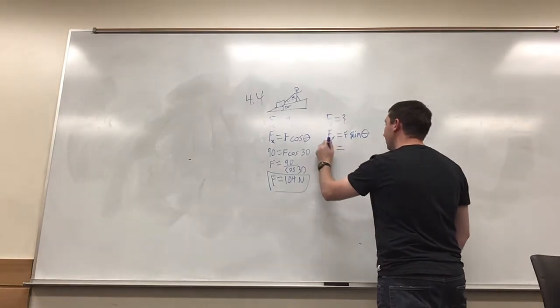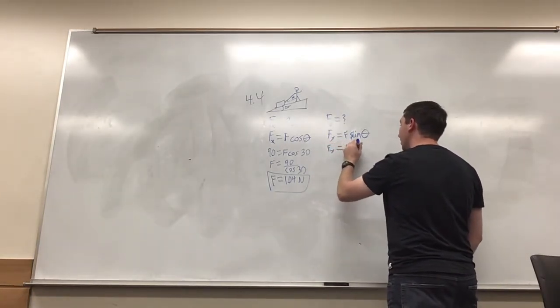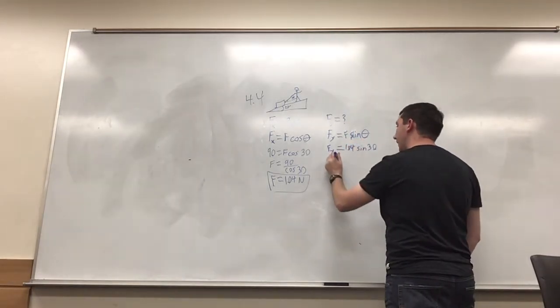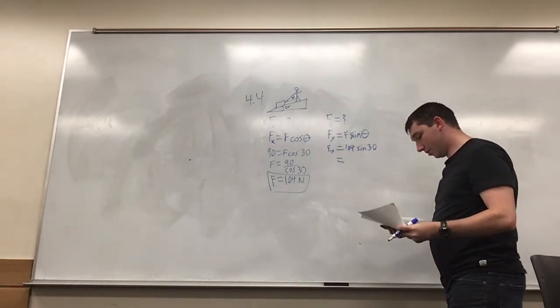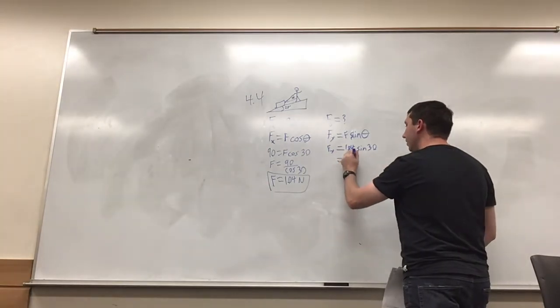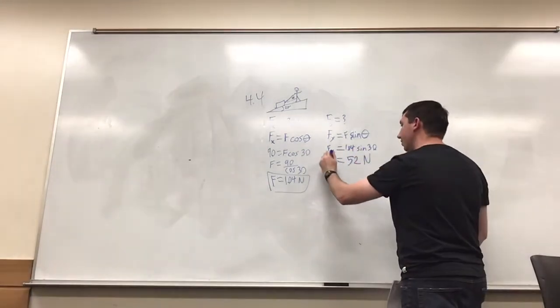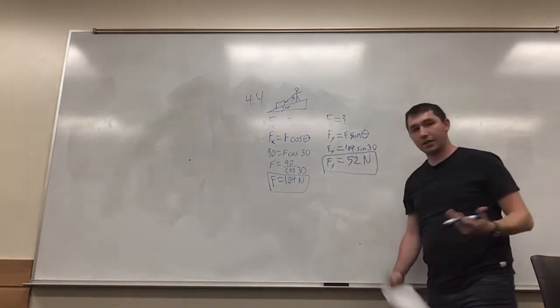So we know that this can be rewritten as 104 times sine of 30, which then when you do the math, that comes out to 52 newtons for the force in the y direction. And that's how you do that one.